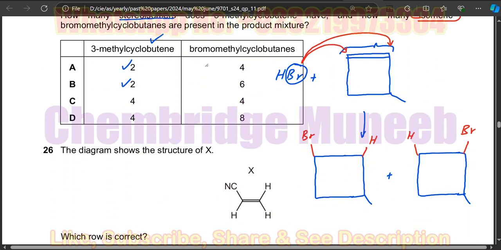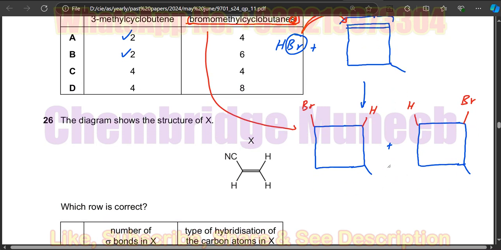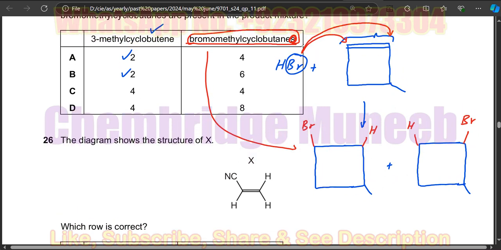Now this is called the bromomethyl. That's the name of this compound, bromomethyl cyclobutanes. You can see it is in the plural form, which means we got two products here. Bromomethyl cyclobutanes, there are two products here. That's why it is in the plural form. We can say it as one: this is the first and this is the second molecule.